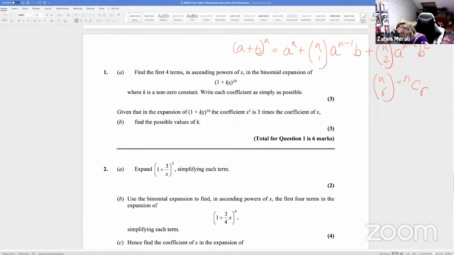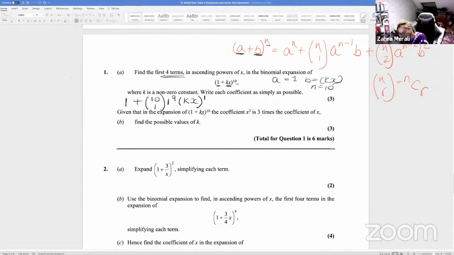So here we've got the first 4 terms and we're given here. So here we can see our A is 1, our B is kx, and our n is 10. And we're just going to substitute it in to this formula. So a to the n, so 1 to the power of 10, which is just 1. Then we're just going to write 10, 1, 1 to the power of 9. And then you've got b, which is kx on its own to the power of 1. So you've got, let's rewrite that here. So a, if you like, here is 1, b is kx, and your n is 10.